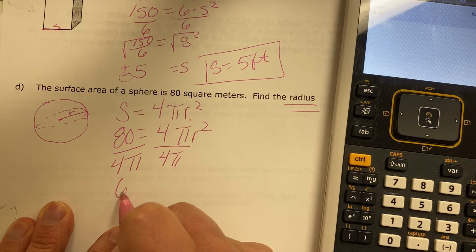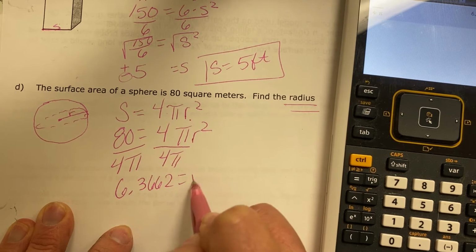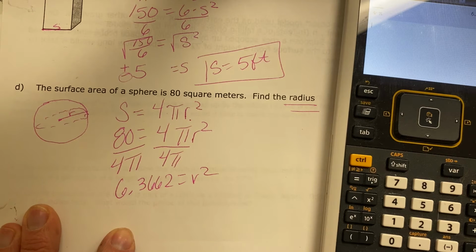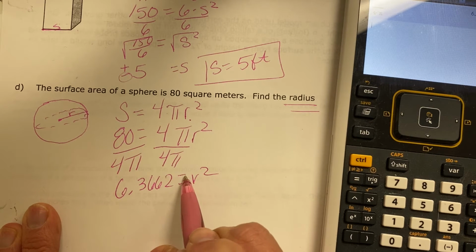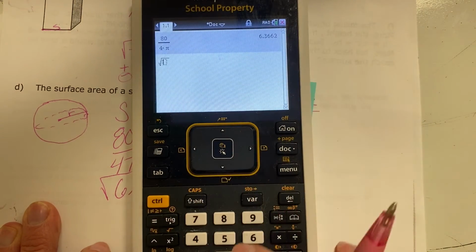6.3662 is equal to r squared. Then ask yourself, how do you undo a square? By taking the square root. Control Divide.